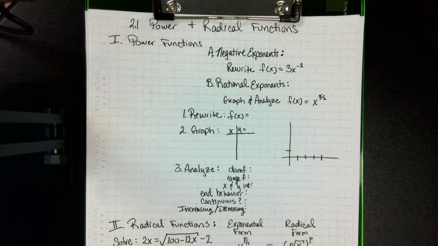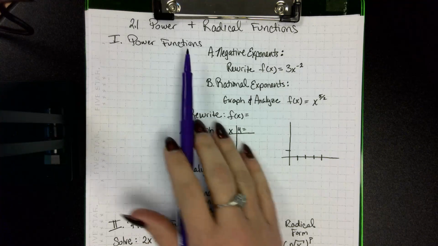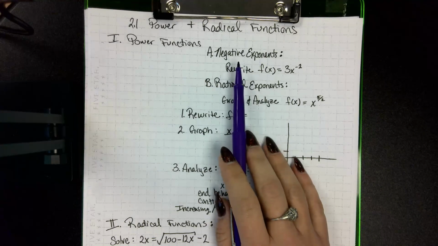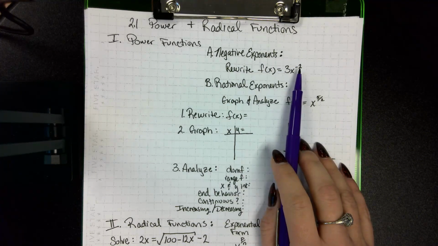This is chapter 2, section 1, about power and radical functions. So when you are dealing with power functions, you might be given some negative exponents. If you're given negative exponents, you should rewrite them to get rid of them, because you can't have them. That's one of those rules. It's not allowed. No negative exponents.